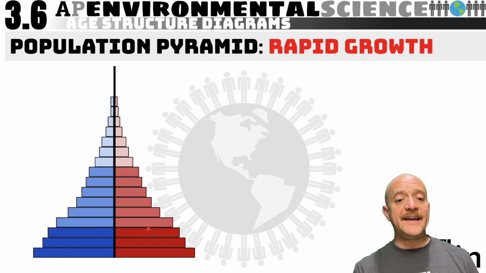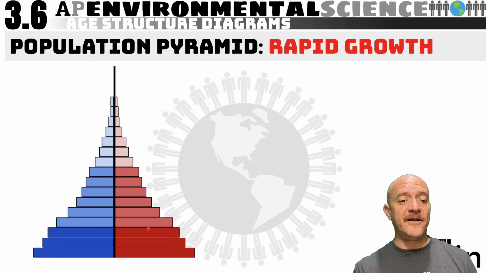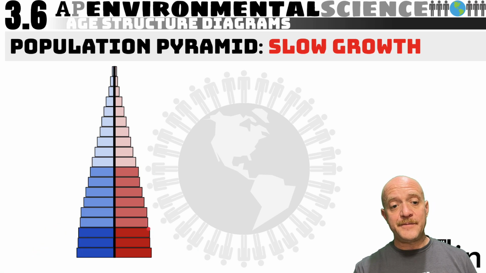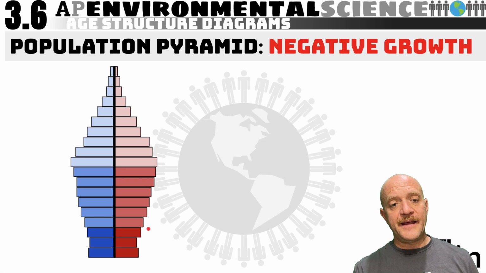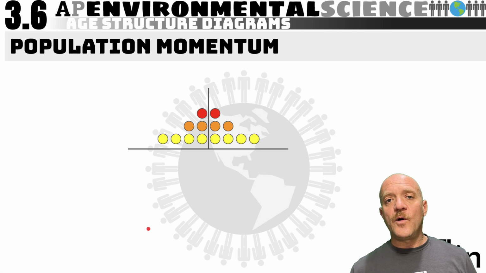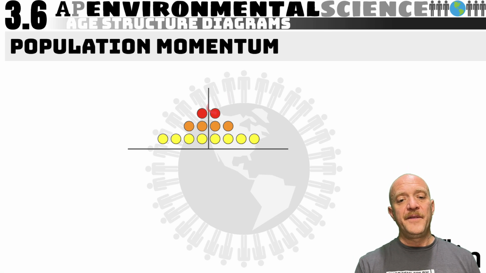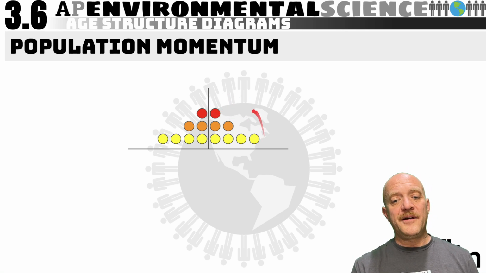So you should pay attention to the different shapes. You're not going to see exactly the same shape, but you're going to see something that is similar to that shape. Now we have what is called population momentum. The reason why rapid population growth might occur is because, let's just say we have 3 different cohorts: the pre-reproductive, the reproductive, and the post-reproductive.